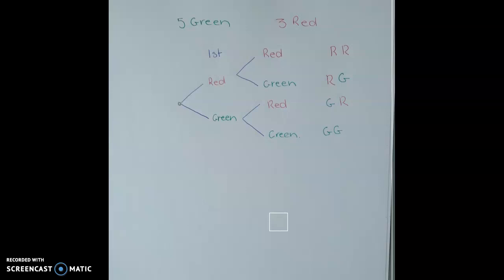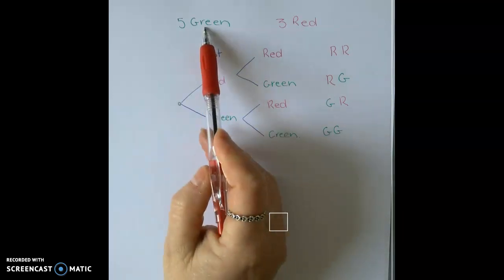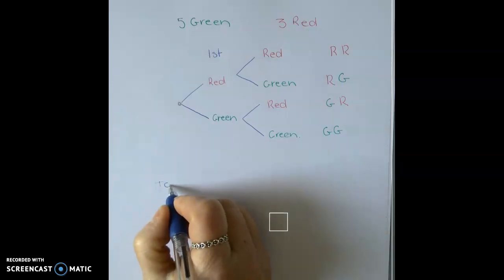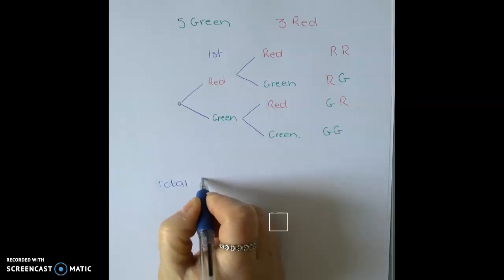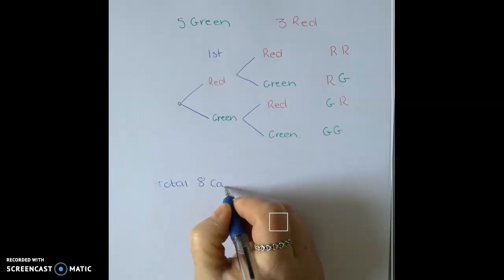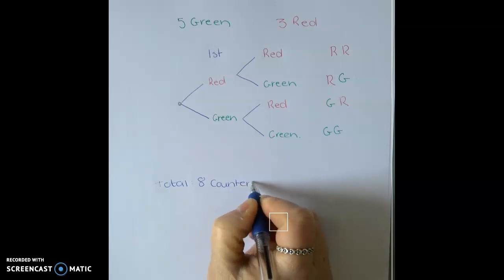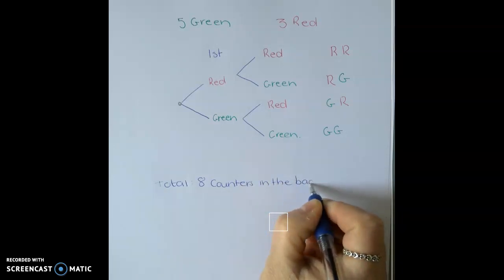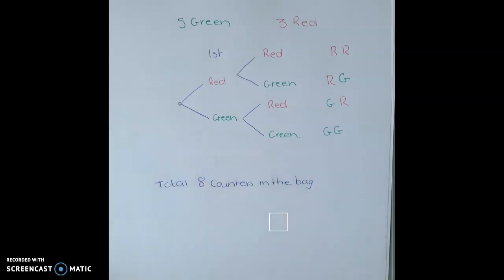So now we want to add the probabilities to our tree diagram. And we know we have 5 green counters and we have 3 red counters in the bag. So in total, we have 8 counters in the bag. So whatever we pick out is going to be picked out of the 8 counters.